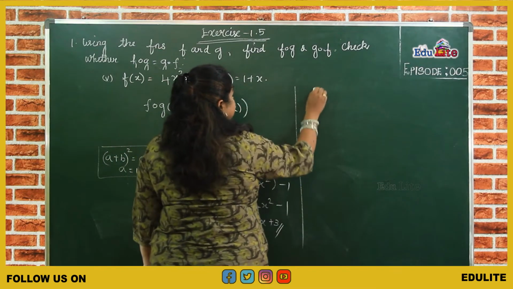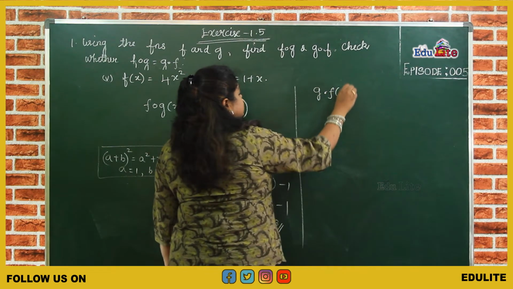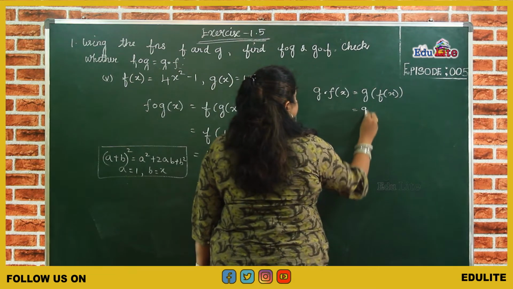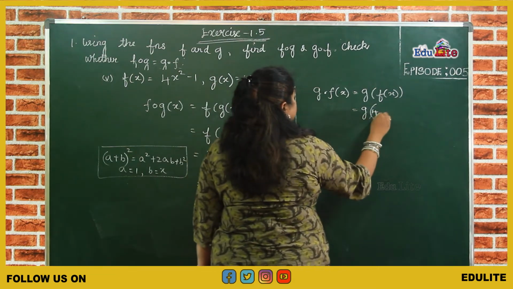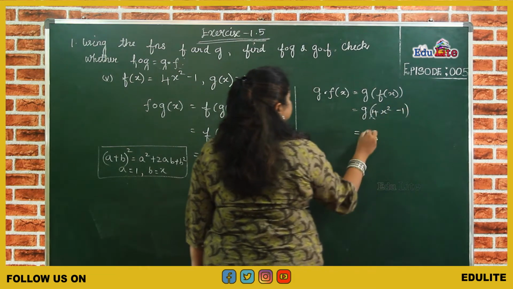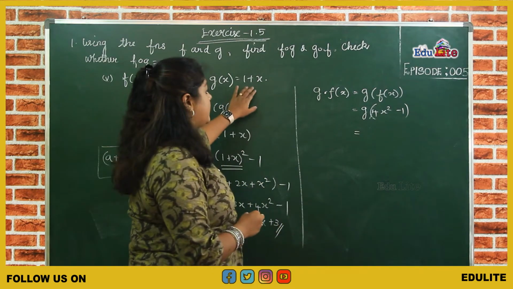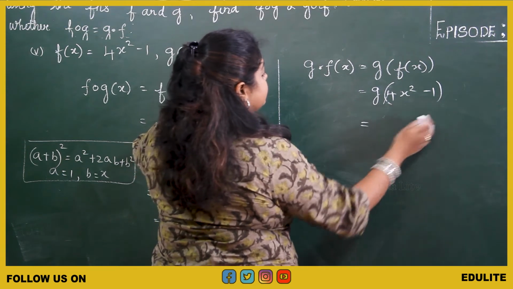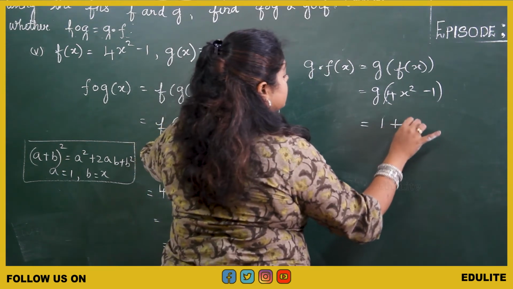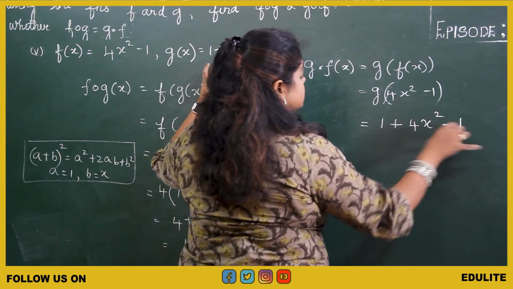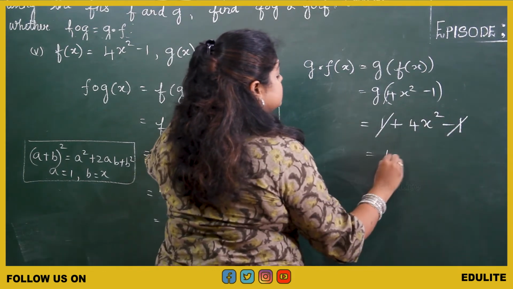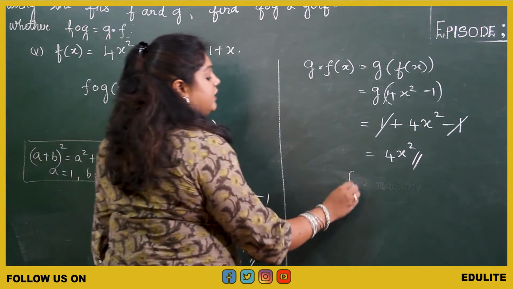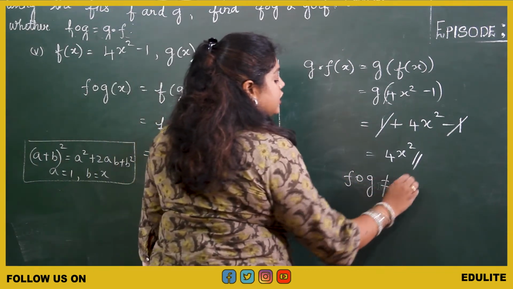Next we will find g composite f. G composite f of x can be written as g of f of x. Value of f of x in this problem is 4 into x squared minus 1. Now we have to use the g of x relation, which is 1 plus x. Therefore we have to substitute in 1 plus x: 1 plus 4x squared minus 1. Plus 1 minus 1 will get cancelled, leaving 4x squared. In this problem also f composite g is not equal to g composite f.